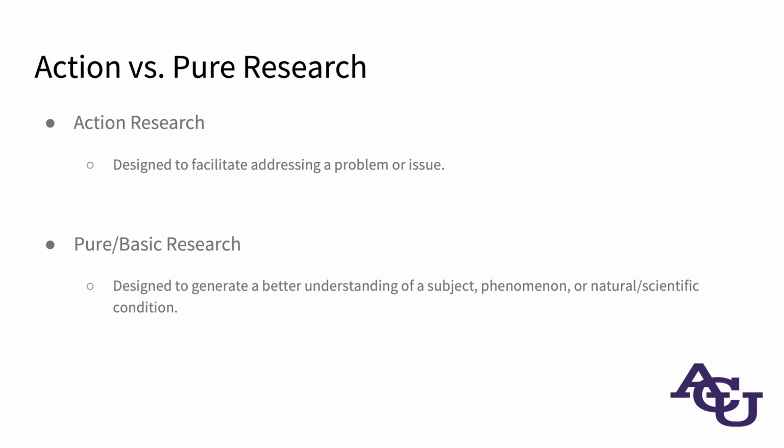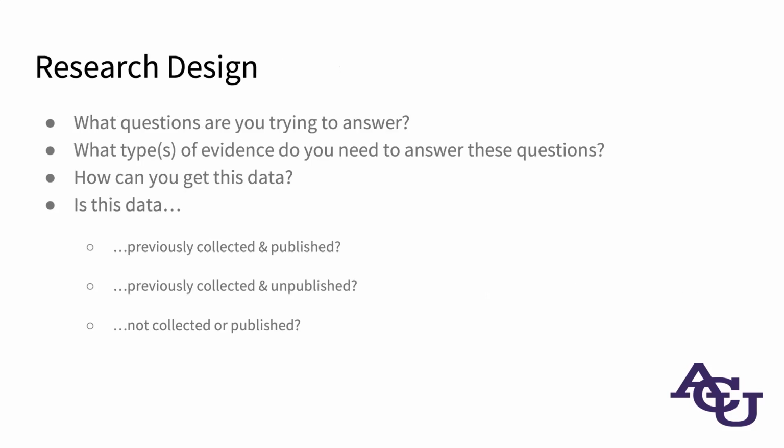And in most of our doctoral programs, you're going to be doing action research where there's a specific thing that you are trying to fix, to improve, to solve, or remediate. So when you're selecting the research design, again, we go back to, well, what questions are you trying to answer? And what type or types of evidence do you need to answer them? And from that, how can you get this data? And is that something that's been previously collected or published?